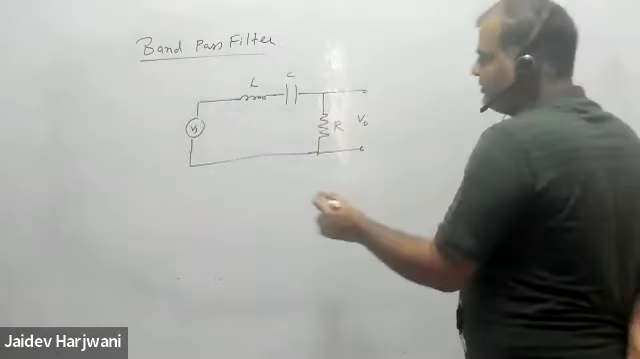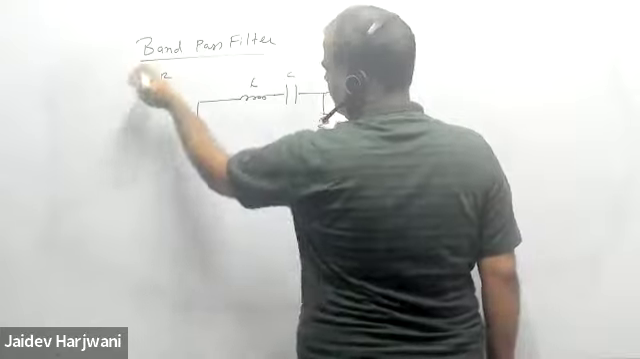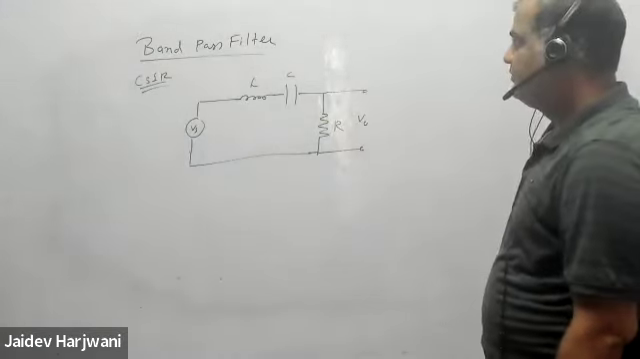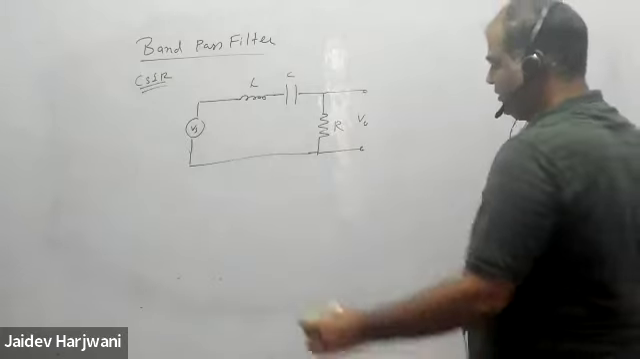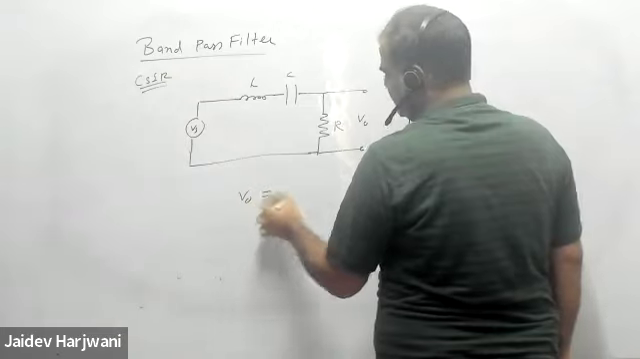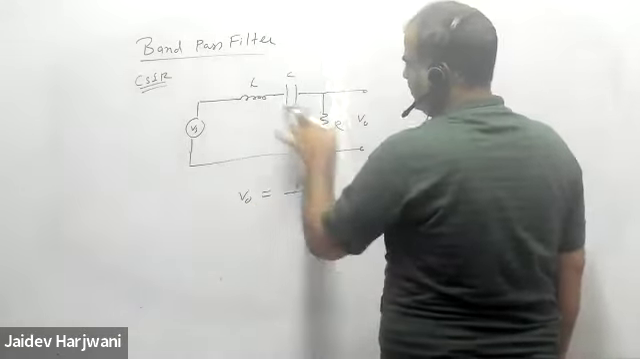So this question also came in CSIR NET. The circuit they are given and they asked what kind of filter it is. So this is basically your band pass filter. And now if I want to write the output here, so output I'm taking across R. So it will be R divided by total resistance.